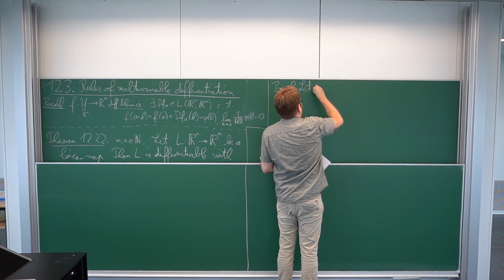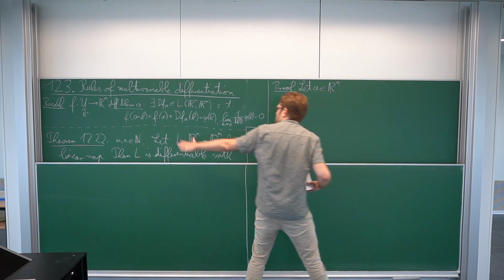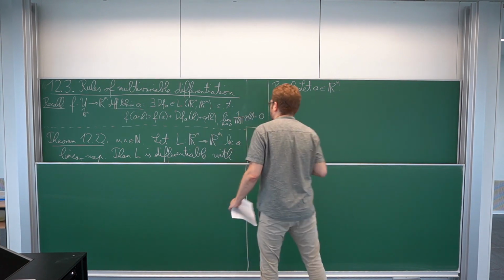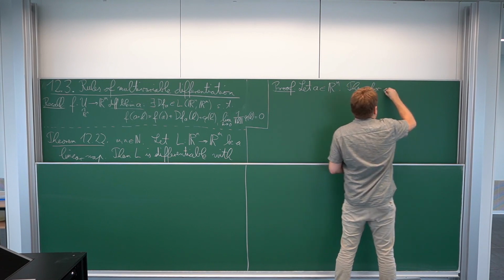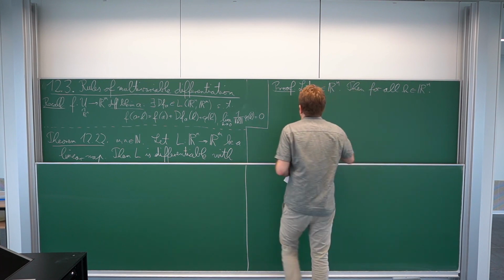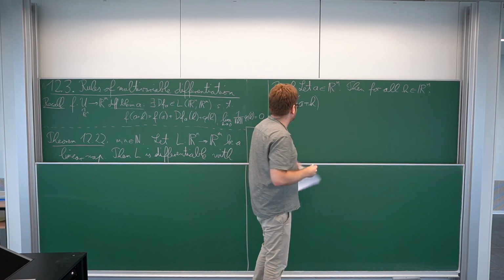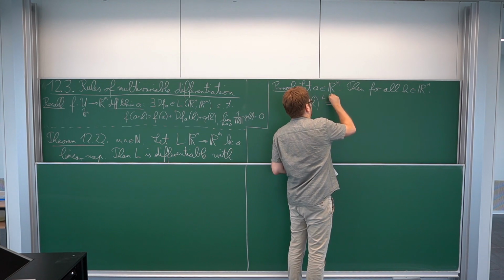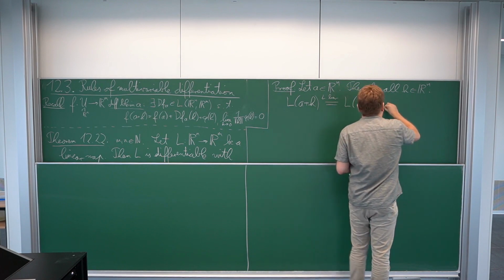Namely, if we take some arbitrary point in R^n, take a look at this equation here, what it looks like. We want to show that L satisfies this equation, but this is almost obvious, because if we take an arbitrary h, we know that L of a plus h, which is the left-hand side of that equation, is, since the map is linear, by linearity the same as L of a plus L of h.